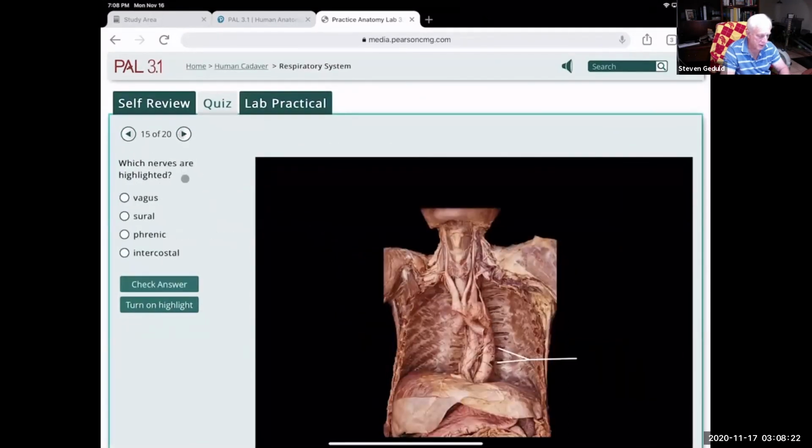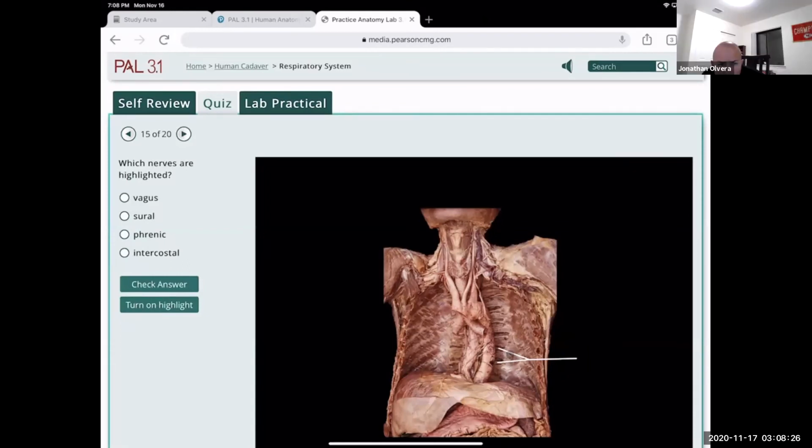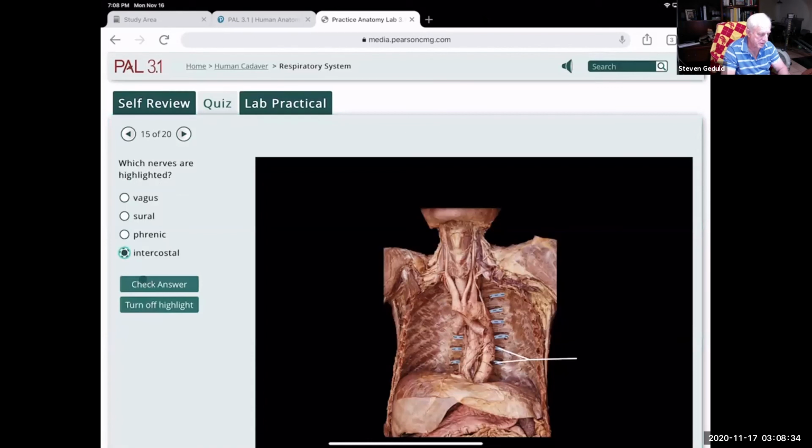And which nerves are highlighted? Nerves. Which one of the highlights, you can see them? There you go. That'll help. Intercostals. Right, intercostals. It's the only ones it can be. Those are in between the ribs.